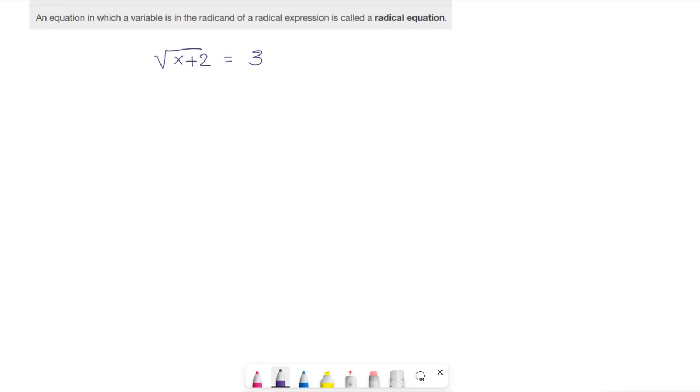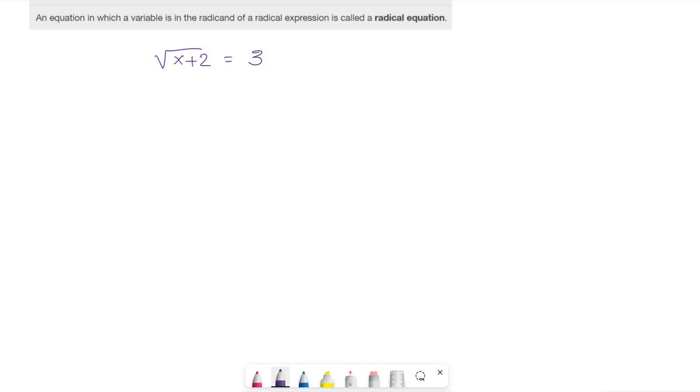For example, if we have an equation like this, square root of x plus 2 is equal to 3. That is an equation. At the same time, the variable is in the radicand and that is a radical connected by an equal to sign. That is why it is an equation. So if you have an equation like this, such an equation is called a radical equation.